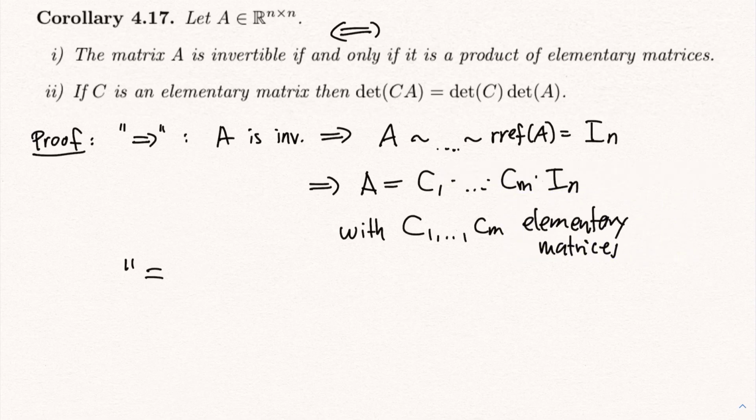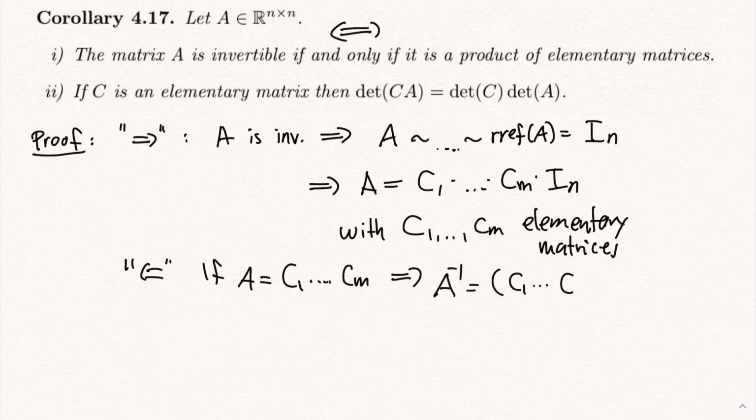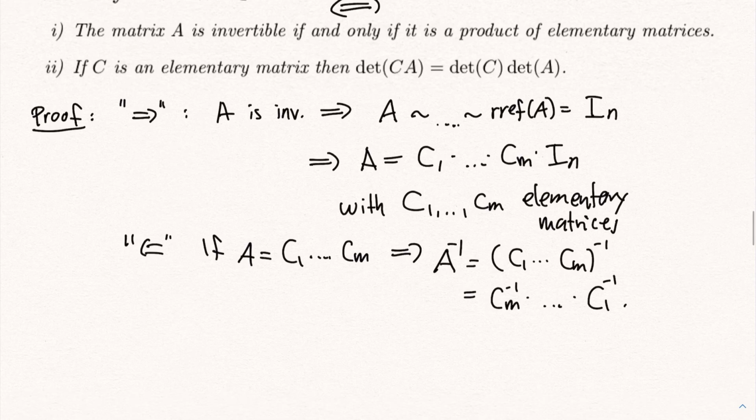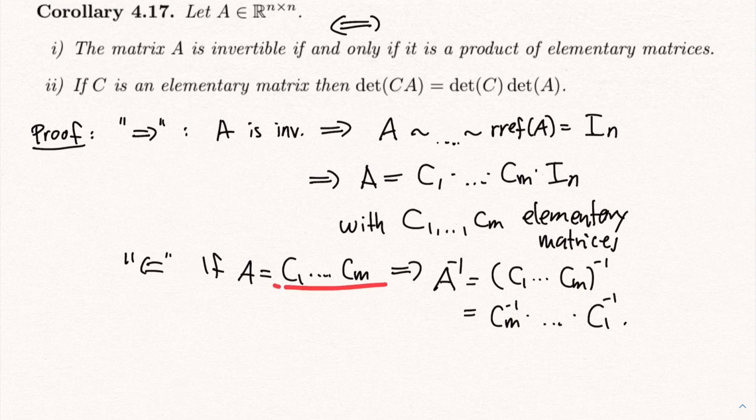But also this somehow shows the other direction, because if A is a product of elementary matrices, then we know that these elementary matrices are invertible, and so we can explicitly write down the inverse of A. Remember, if I take the inverse of a product of matrices, then I need to reverse the order. So this is the inverse of this product, and this is just C_m inverse times C_(m-1) inverse, up to C_1 inverse. So in particular, A is also invertible because it's a product of invertible matrices.